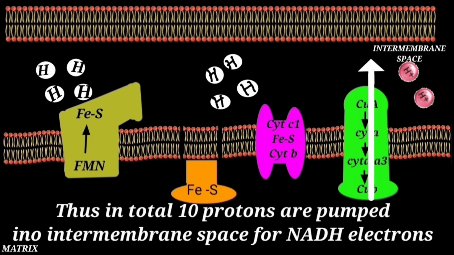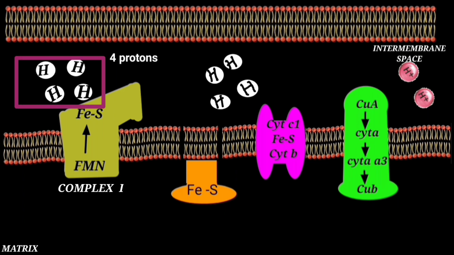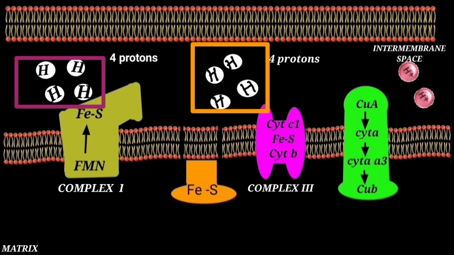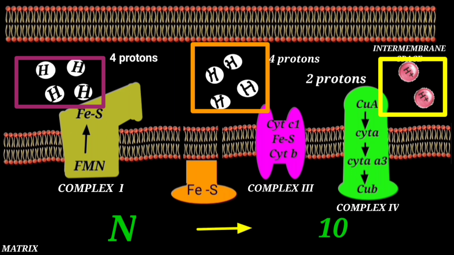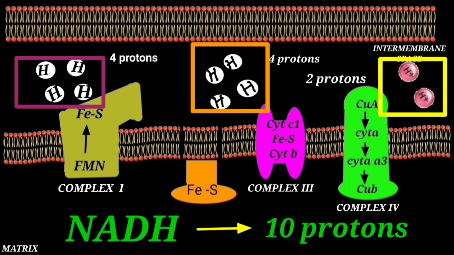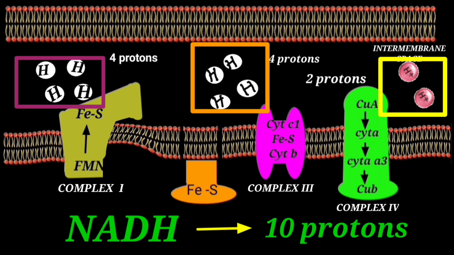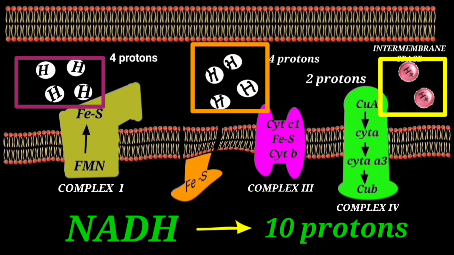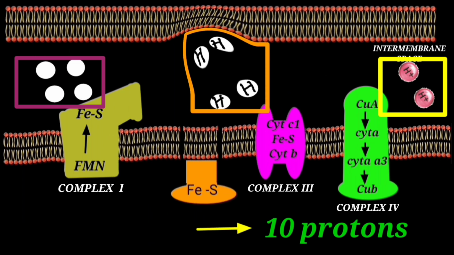Thus, in total, 10 protons are pumped into the intermembrane space by NADH electrons: 4 protons at complex 1, 4 protons at complex 3, and finally 2 protons at complex 4. Thus, for every NADH molecule, a total of 10 protons are pumped from the matrix into the intermembrane space through the complexes of the electron transport chain.